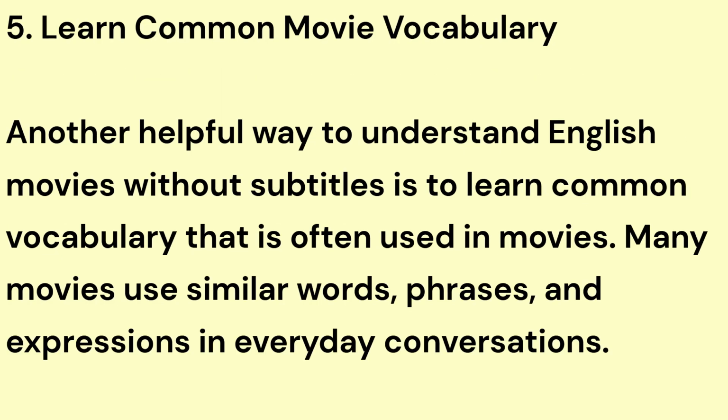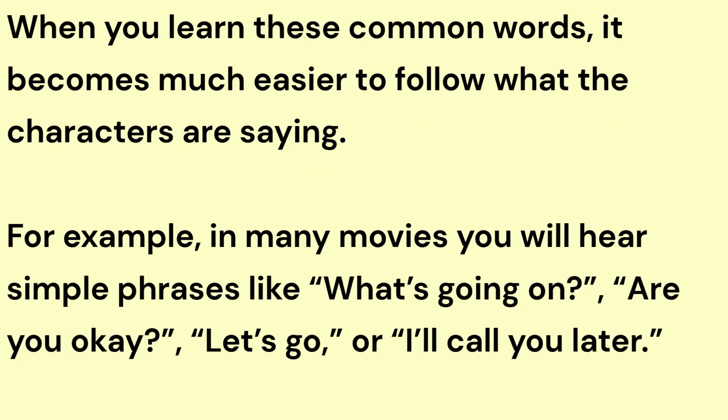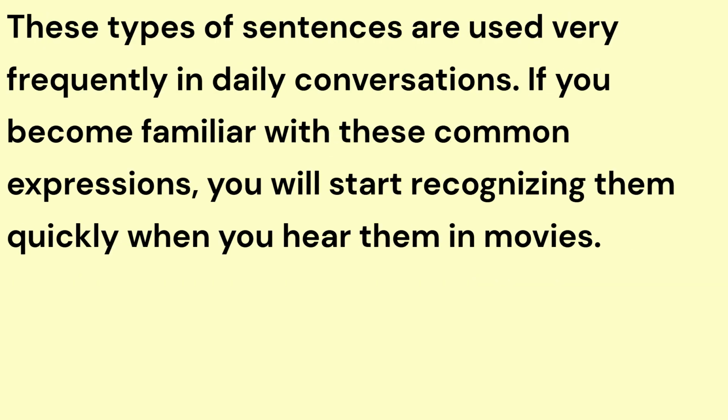5. Learn common movie vocabulary. Another helpful way to understand English movies without subtitles is to learn common vocabulary that is often used in movies. Many movies use similar words, phrases, and expressions in everyday conversations. When you learn these common words, it becomes much easier to follow what the characters are saying. For example, in many movies you will hear simple phrases like, "What's going on?" "Are you okay?" "Let's go," or "I'll call you later." These types of sentences are used very frequently in daily conversations.